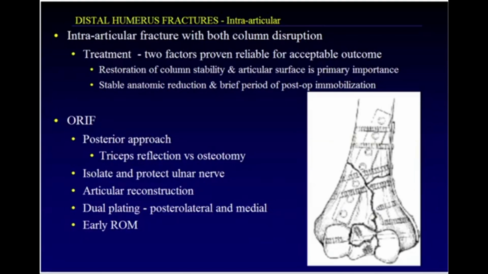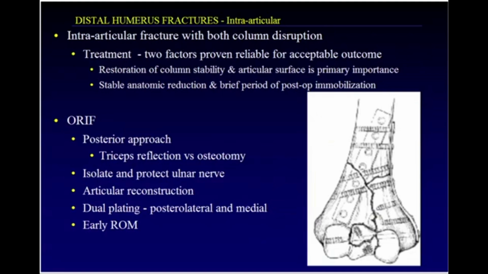And then the third factor that's been very critically shown to be associated with good results is early mobilization of the elbow joint. And of course, that necessitates you to obtain stable fixation. Typically, these are performed through a posterior approach. You can either do a triceps reflection, or more commonly, an osteotomy of the olecranon is indicated.